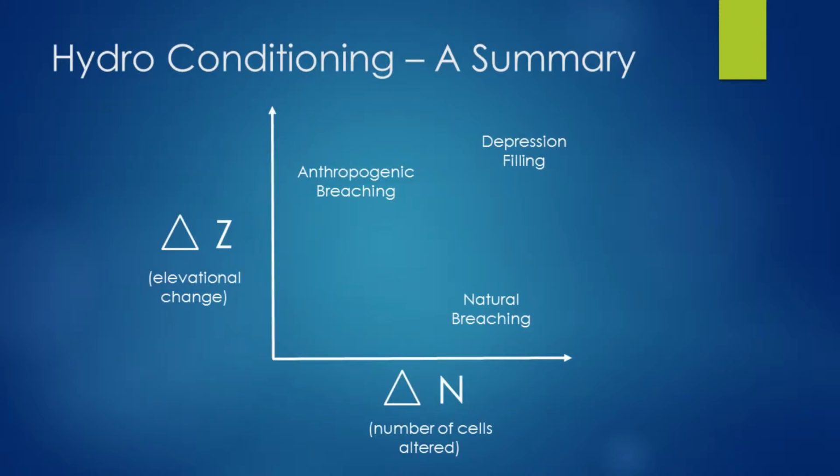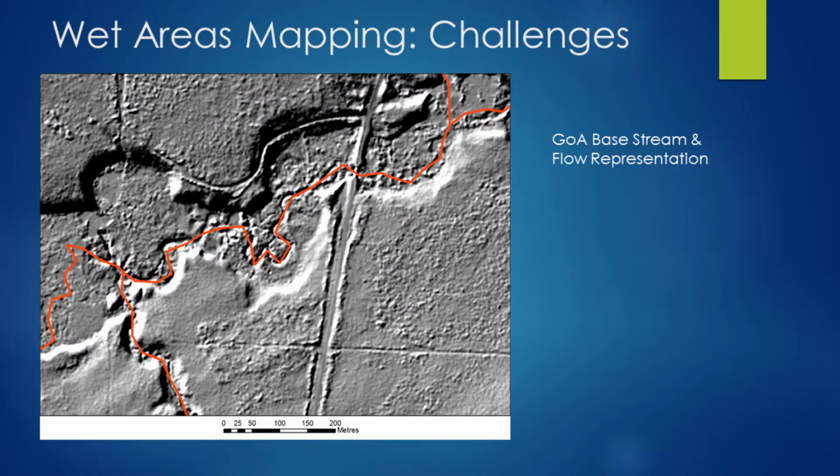So just a bit of a summary here. If we have a look at the change in elevation required for each of those methods versus the number of cells altered, the anthropogenic breaching changes fewer cells with the higher elevation change. Natural breaching is more cells with the lower elevation change. And the standard depression filling is kind of the worst of both worlds, where there's more cells with a higher elevation change that actually have to be affected within the LiDAR data. So back to this EMEND area here.